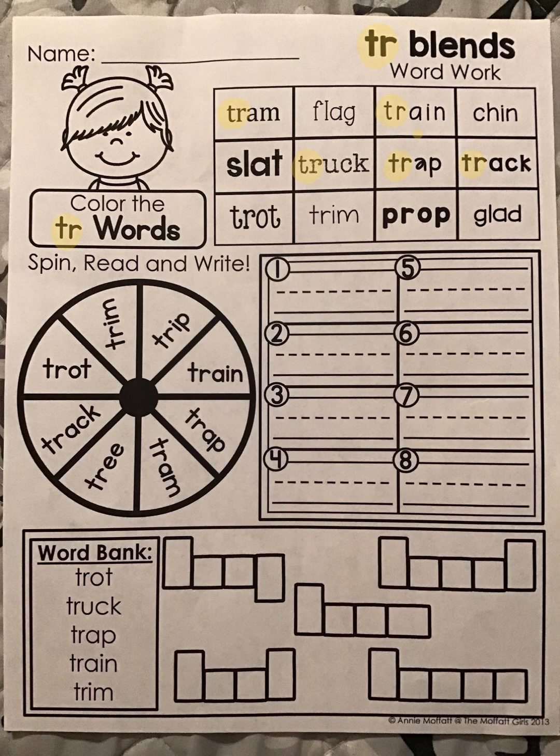Next line down, we have trot. Do you see the initial R blend in trot? Yes, I do. So we're going to color it. Then we have trim. Trim has the initial R blend, so please color it. Then we have the word prop. Does prop have the TR initial R blend? Nope. It has an initial R blend, but not the TR initial R blend. Then we have glad. Does glad have the initial R blend? Nope. So please don't color it.